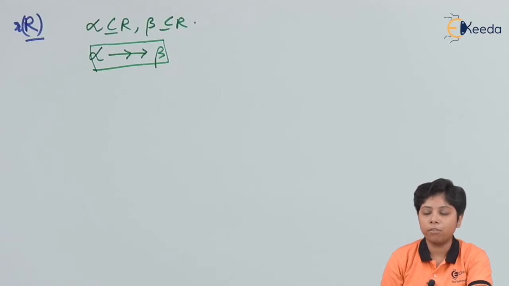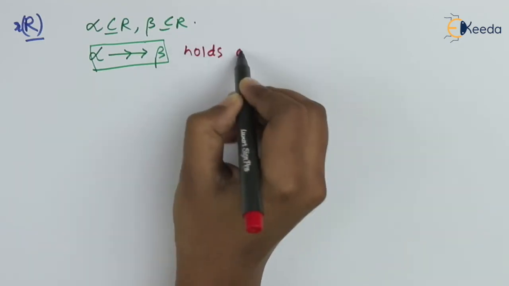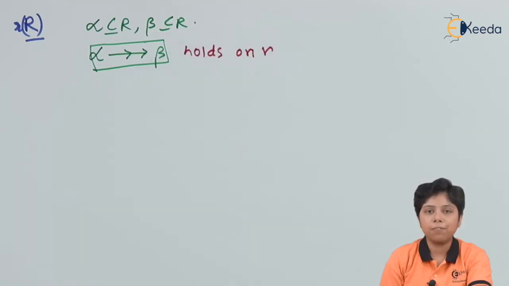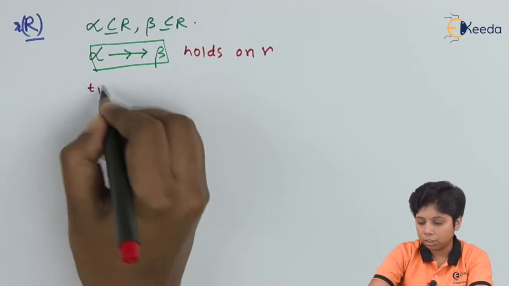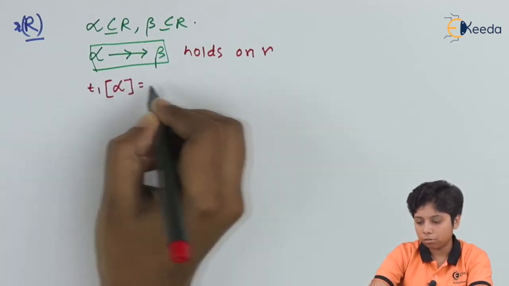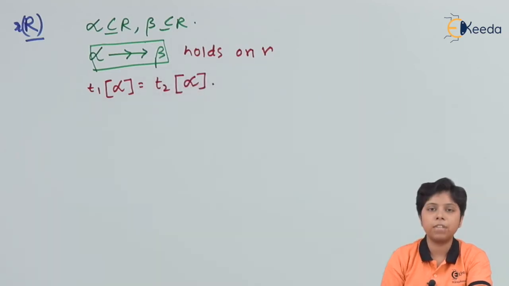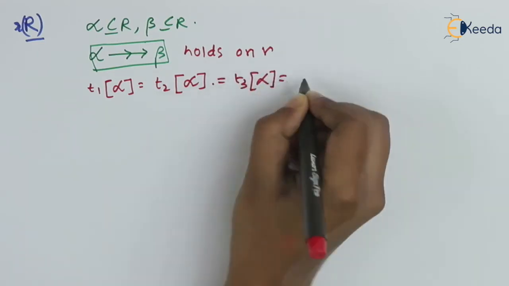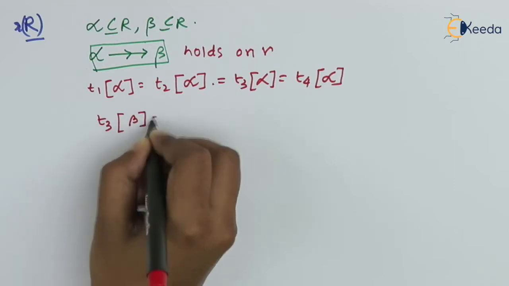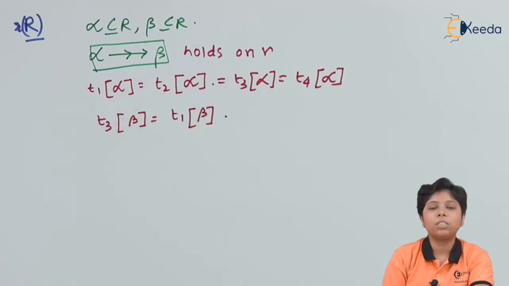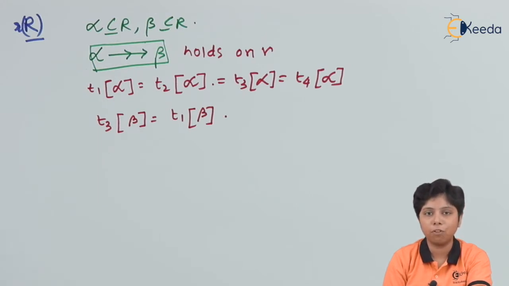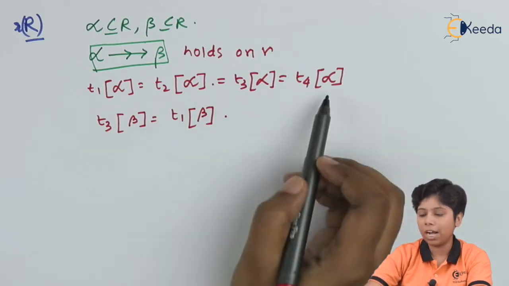Now it holds on a relation R if there exists any tuple that for T1 alpha equals T2 alpha. Now we need to satisfy the following tuples. So for T1 and T2 that match with the same value of alpha, we have got other tuples T3 and T4 in this way so that all their alpha will match.